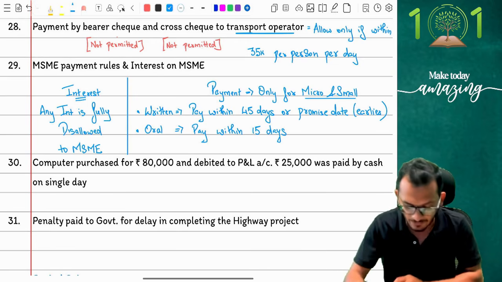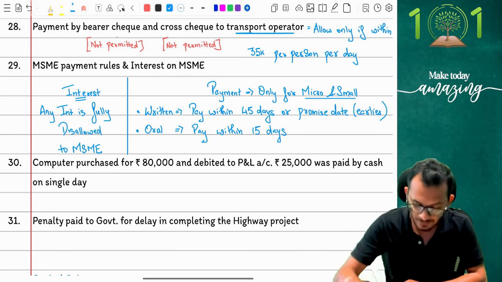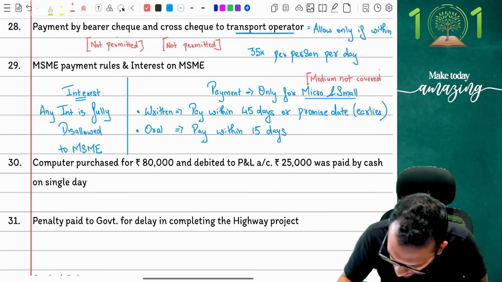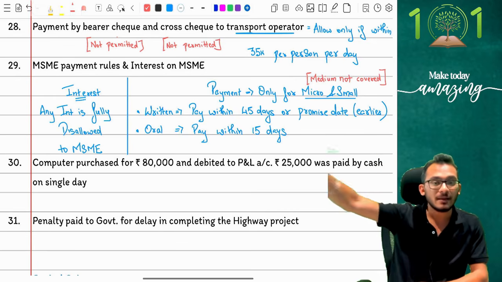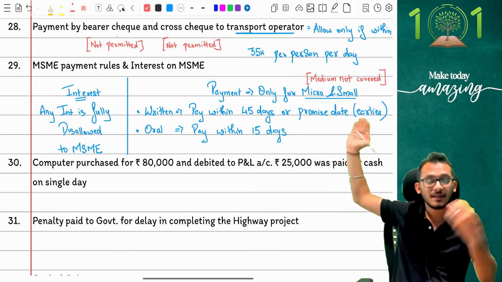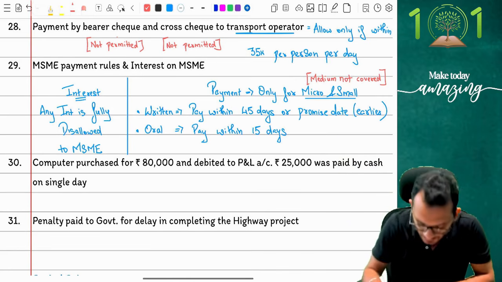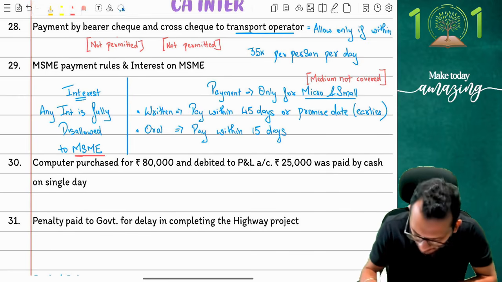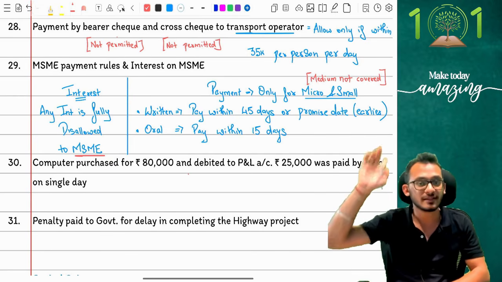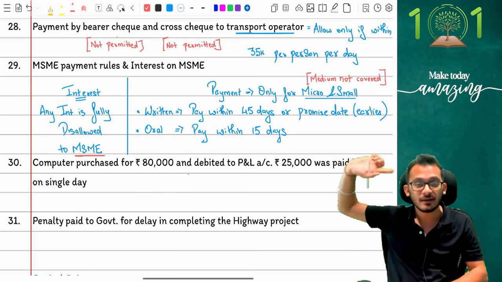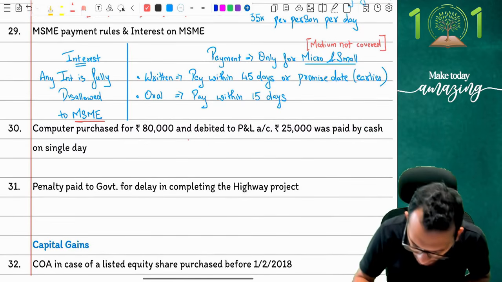So be very, very careful, people, that when it comes to payments only micro and small is covered. Medium is not covered when it comes to payment. Matlab, in medium cases, even if I make the payment late, income tax is going to say, no problem, my child, it's completely fine, take it off. But when it comes to interest, it is all covered. Matlab, MSME, every party is covered. But the rules are, when it comes to payment, 15 days or 45 days or promised date, whichever is earlier, and oral it is within 15 days. Some things to be kept in mind.